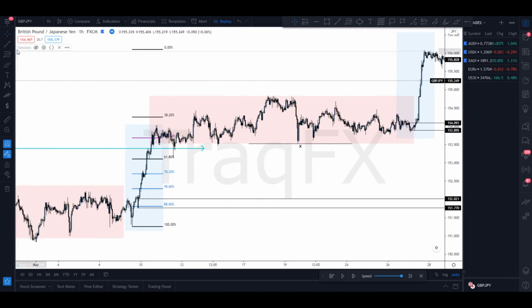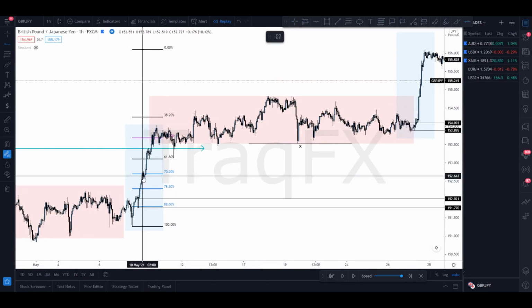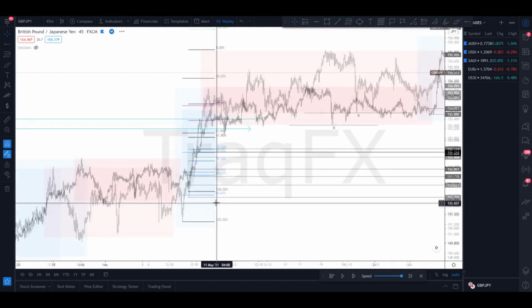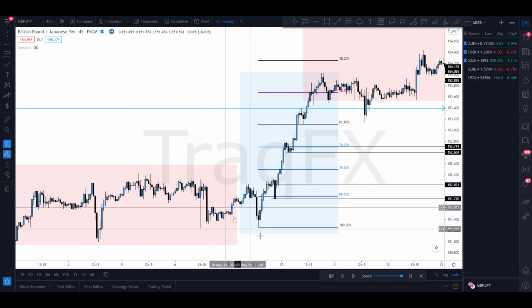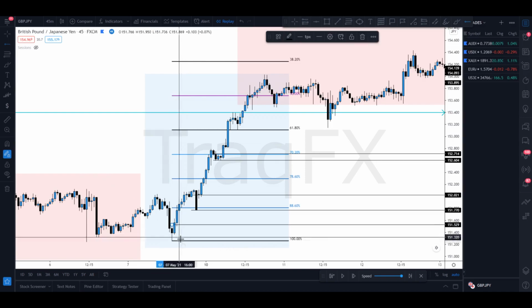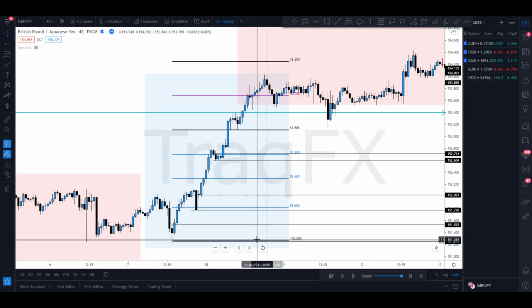So this is also a potential area of interest you could be focusing on right here. You could have your area of interest right here. So now you have two levels of interest. And then you go down to the 45, and basically that's it. There is one more below the 88, and that's fine. If it's below the 88, it's fine, as long as it's not below the 100.